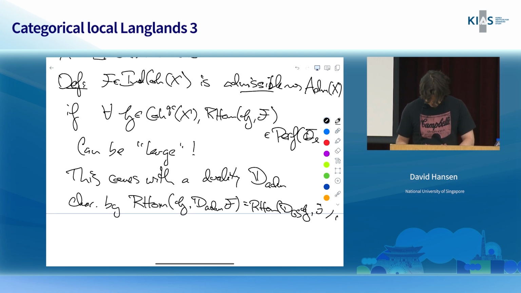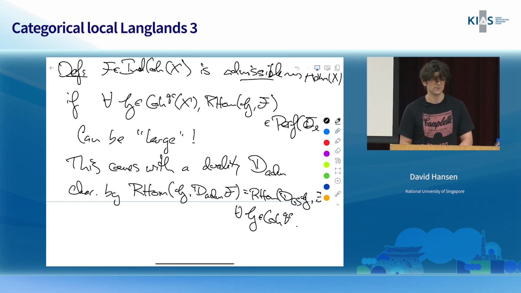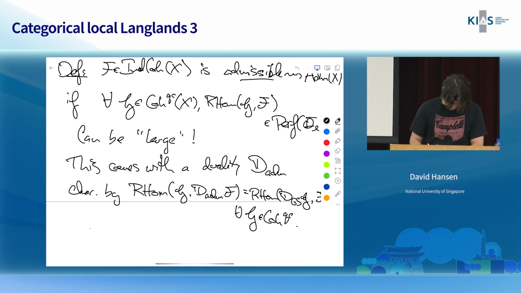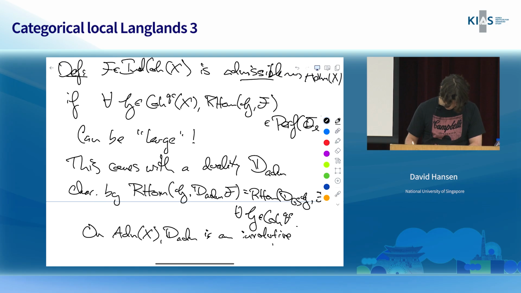And this D admissible is defined for all G in QC. So this endofunctor makes sense on all of IndCoh, and it turns out it's an involutive anti-equivalence from admissible sheaves to themselves. So this gives an involution on admissible sheaves. The admissible duality is an involution. Say involutive anti-equivalence.